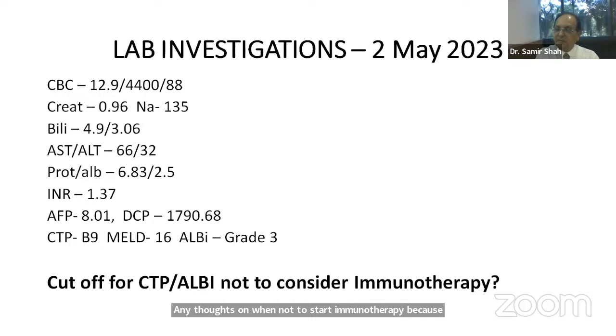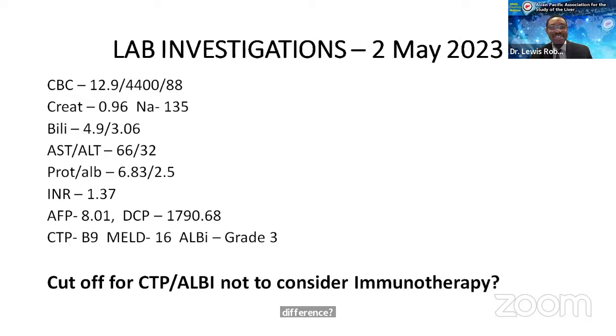B7, B8, B9, does it make a difference? Professor Lewis? I think this is another of the questions that is as yet unanswered. My sense is that our colleagues in medical oncology would typically be very comfortable treating up to B7. B8 and B9 appear to be functionally different from B7 in many cases, and so they would be quite cautious about treating the more severe or more advanced cirrhosis.